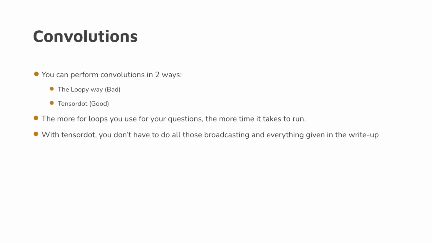After resampling, we can take a look at convolutions. You can do convolutions in two ways. One is by using nested for loops, like multiple for loops. Another efficient way that we would recommend is making use of tensordot. We suggest making use of tensordot because in comparison to using for loops, it is faster. Moreover, it also takes into consideration issues like broadcasting and even matrix multiplication.